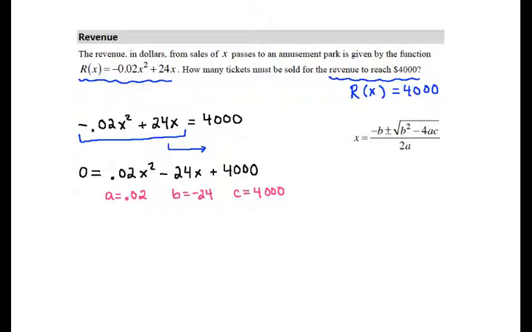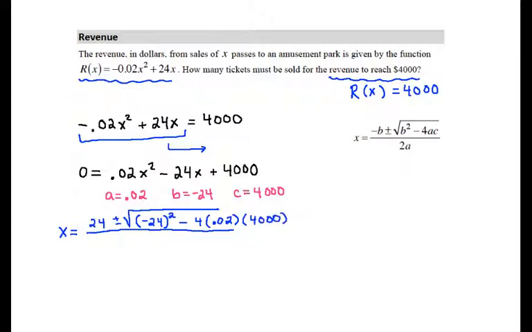So we've got x equals minus b. The opposite of b is going to be positive 24, plus or minus the square root of b squared, that's my negative 24 in parentheses, the whole thing squared. That b squared term always turns out to be positive, minus 4 times a times c.